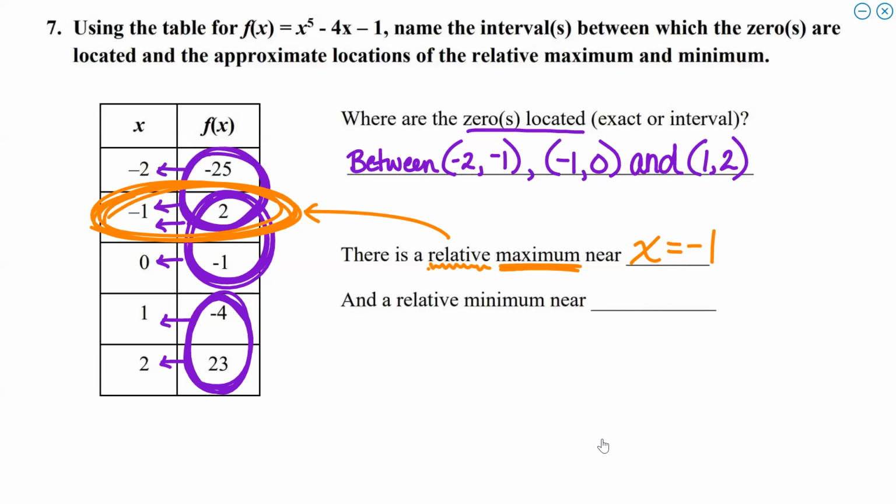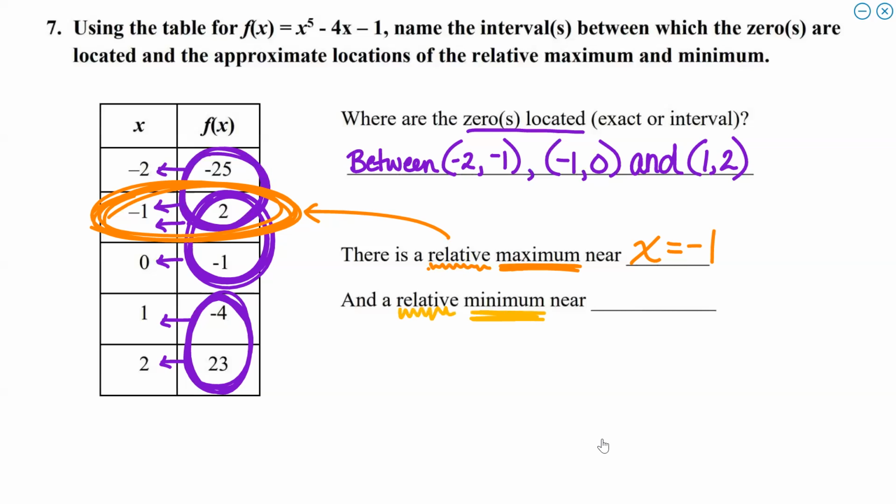If I'm going up, so I'm looking down that f of x column, is -25 very high or very low? It's pretty low. And then it goes up to 2, so I traveled up. And then what happened after that? It went down to -1, so it had to get up to get to the 2, and then it had to have turned because it's going back down. So if I'm looking for that high point, I'm looking in between those. It went up and then it went down, so I'm looking for where it made that turn. Does that make a little bit more sense? Okay.